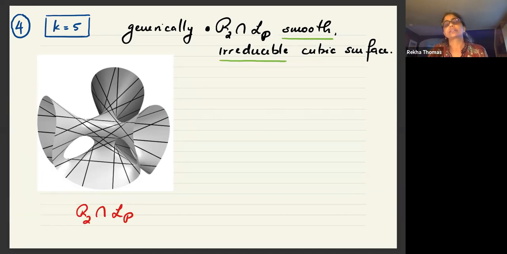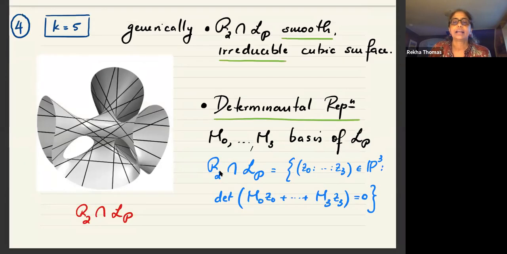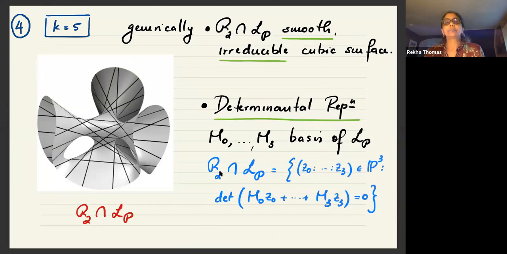And by Bertini's theorem, it's irreducible. So this is a smooth, irreducible cubic surface. Okay, so here, for example, is a picture. And not only that, it comes with a natural determinantal representation that comes with our input points, right? Because all these cubic surfaces have a determinantal representation, but in our case, there's a canonical one that comes with our input, because this space LP, which was 3-dimensional, has a basis. You can pick a basis, so let's pick one. So let me say the basis is M0, M1, M2, M3.